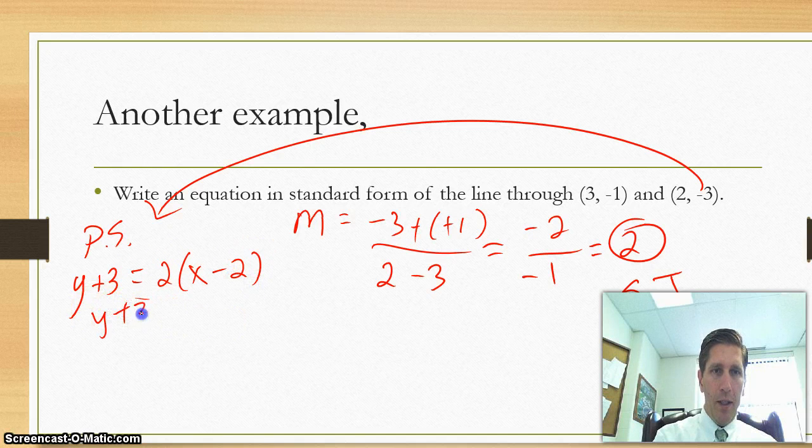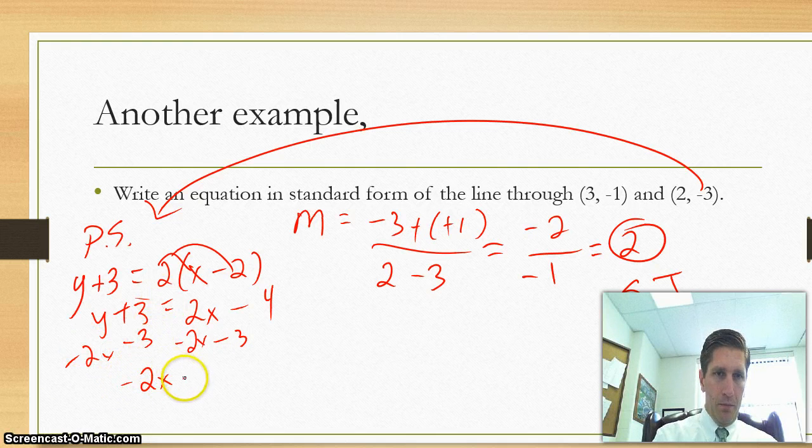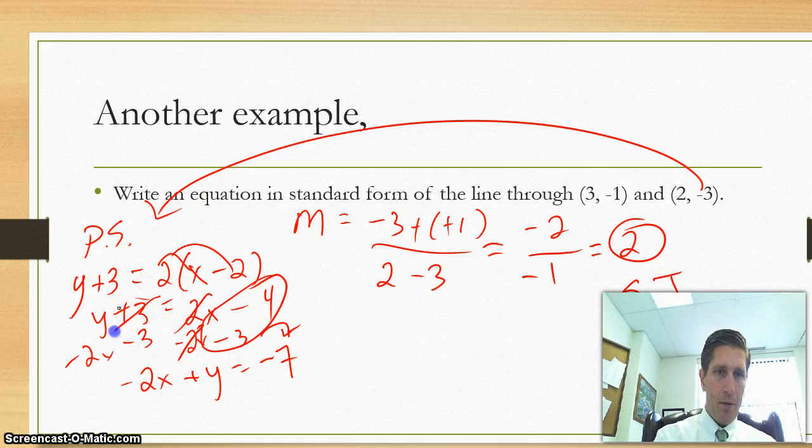y plus 3 equals 2x. I'm distributing the 2 outside, minus 4. I'm going to subtract the 3 over to this side. I'm going to subtract the 2x over. So I get negative 2x plus y equals negative 7. Negative 4 minus 3 is negative 7. Your 2's cancel out here. Your 3's cancel out here. And then the negative 2x plus y, you can't combine those, they're not like terms, so we have to keep them separate.